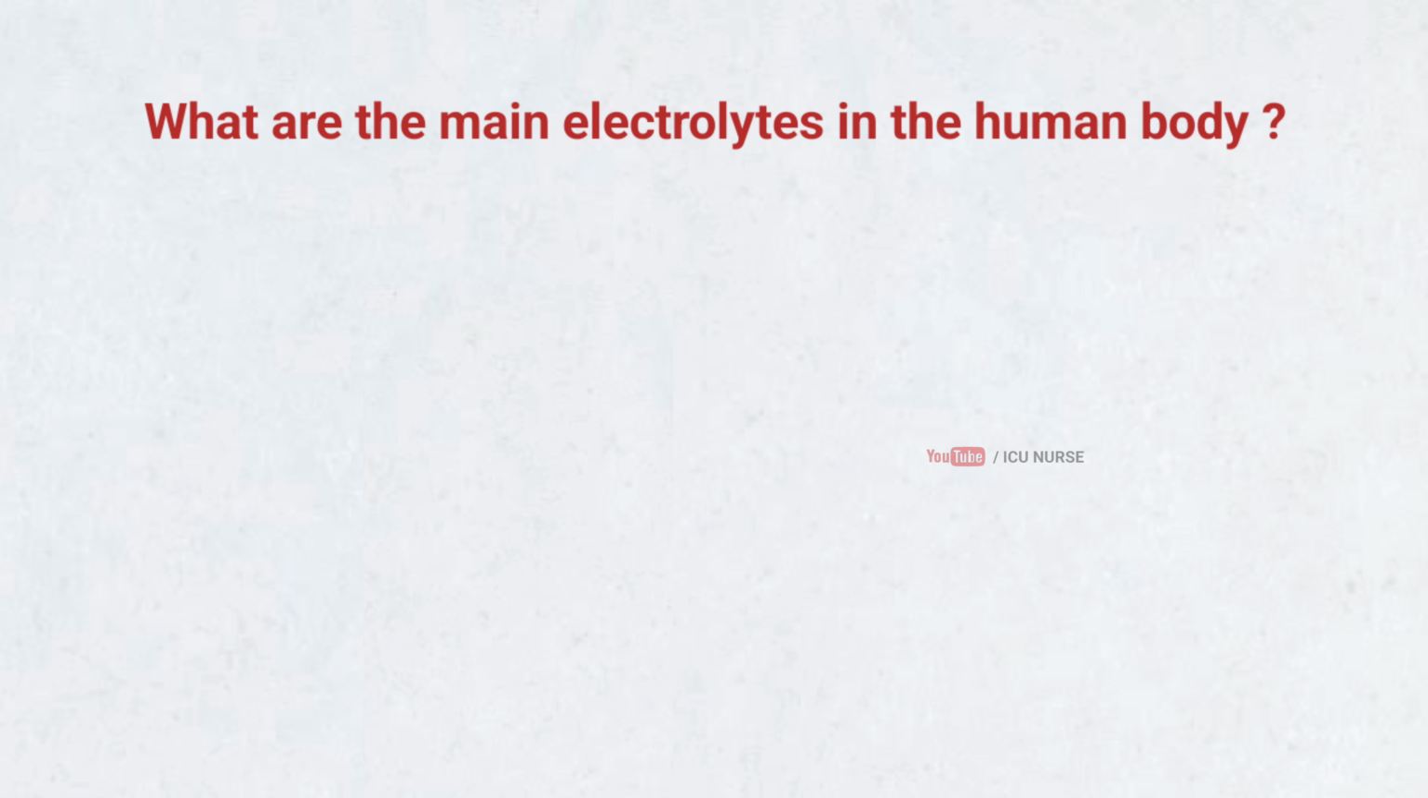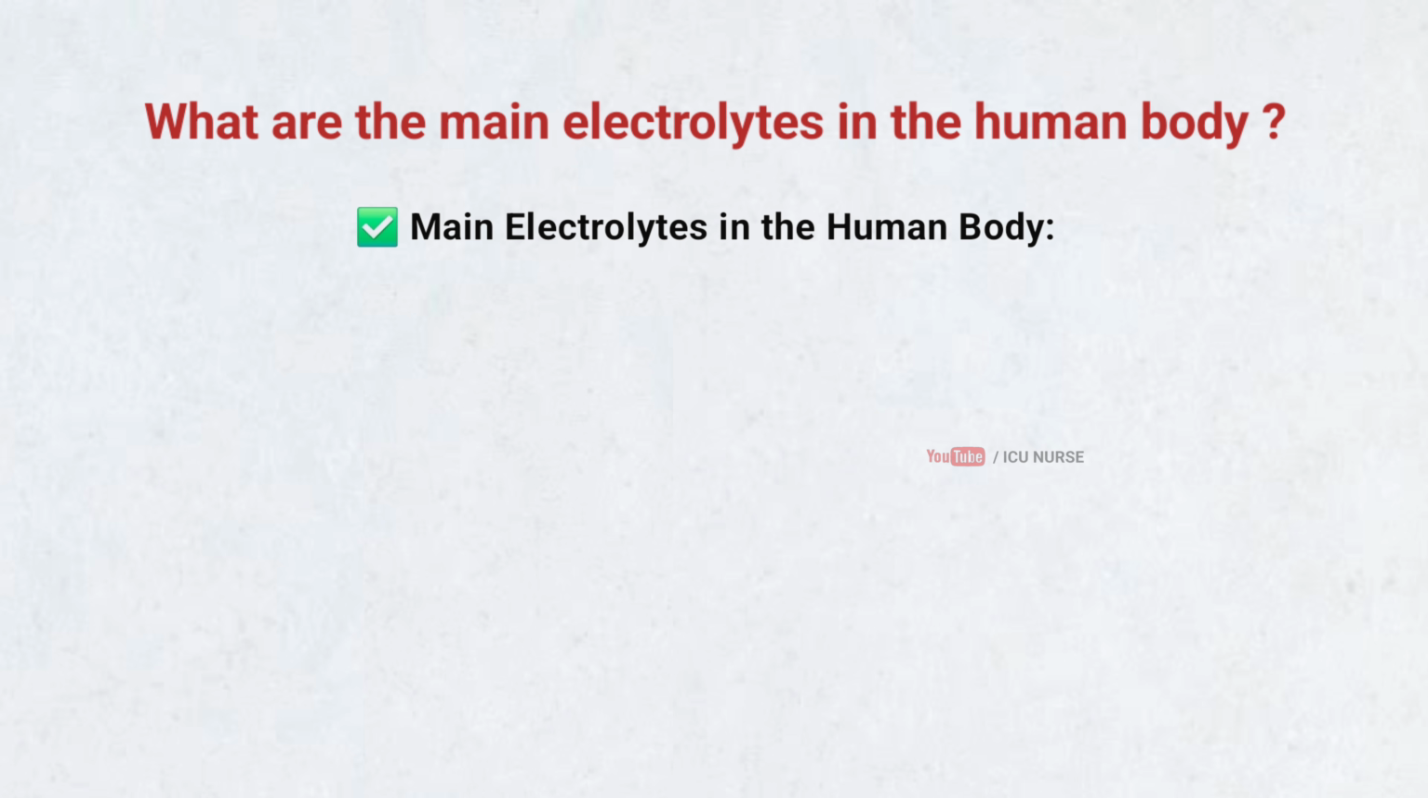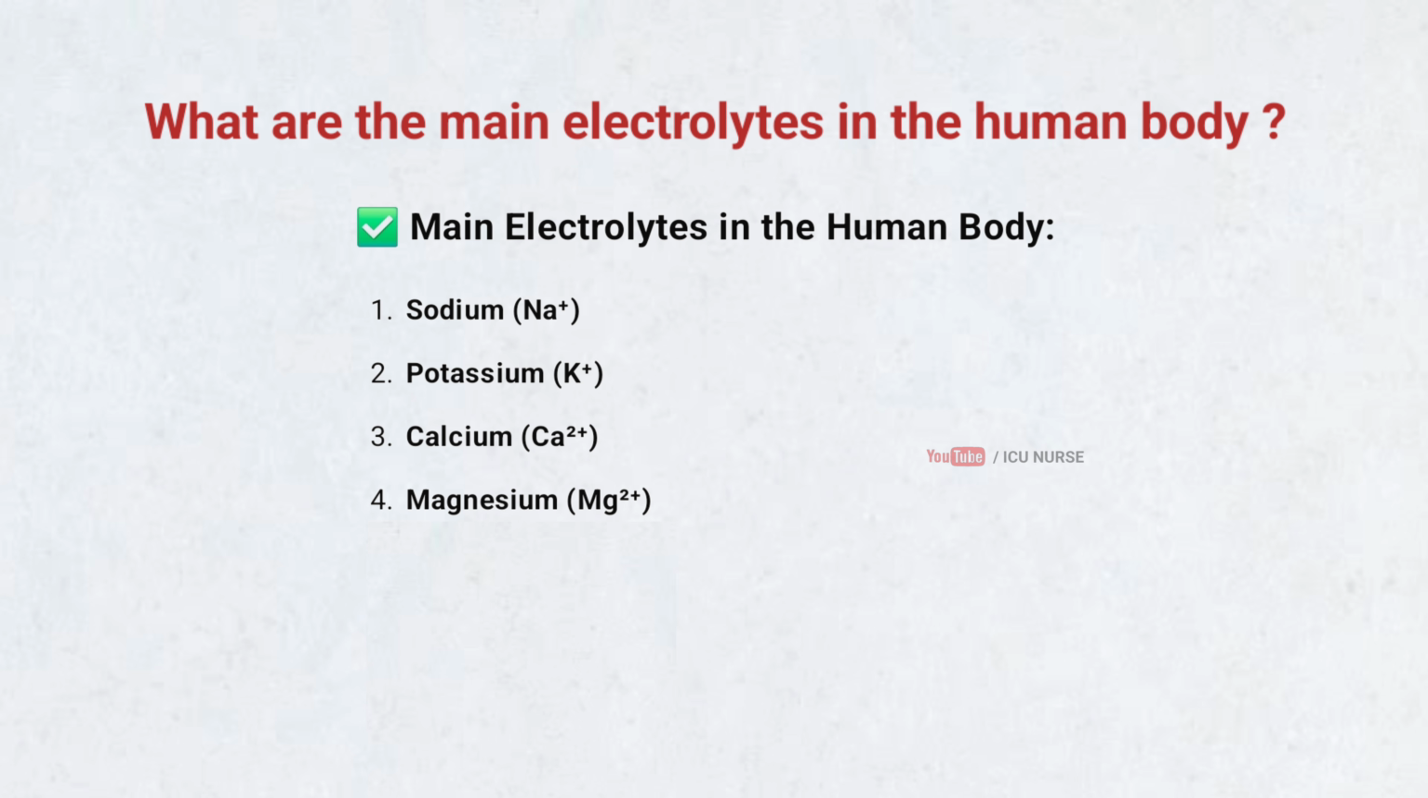What are the main electrolytes in the human body? The main electrolytes in the human body are sodium, potassium, calcium, magnesium, chloride, bicarbonate, phosphate.